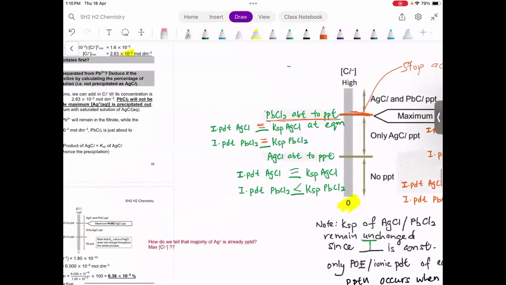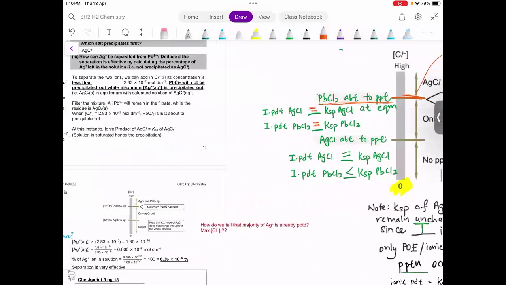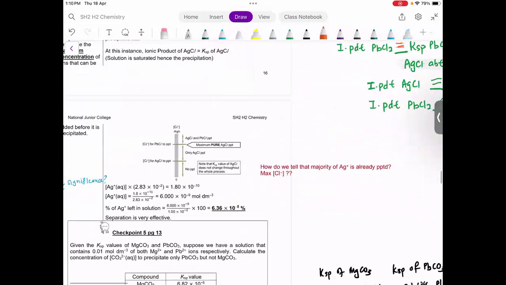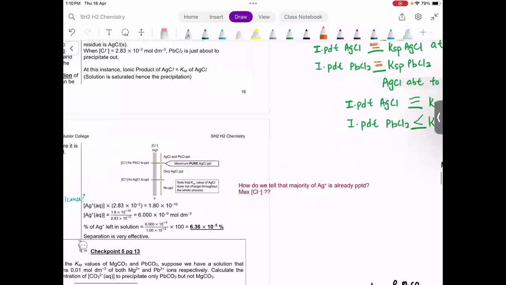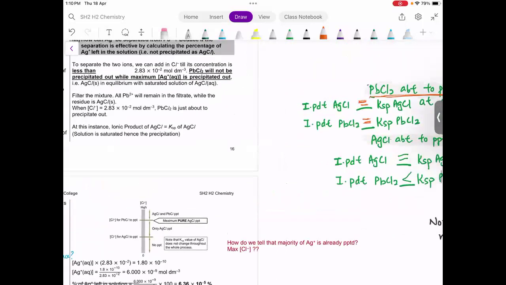All right. So in this case, this is what is happening. How do we prove using calculation that silver plus is effectively removed from the solution, or physically separated from lead 2 plus? How do we prove that? Yeah, final over initial concentration. But then the thing is, how do I determine the silver plus aqueous that remains in the solution? How do we determine that?